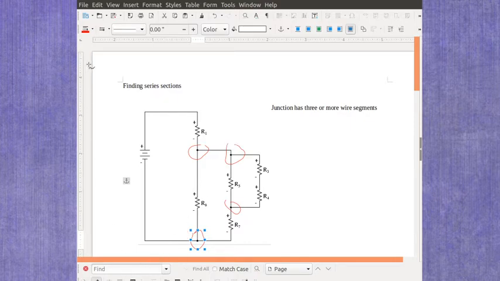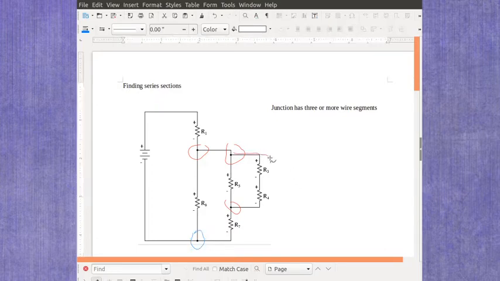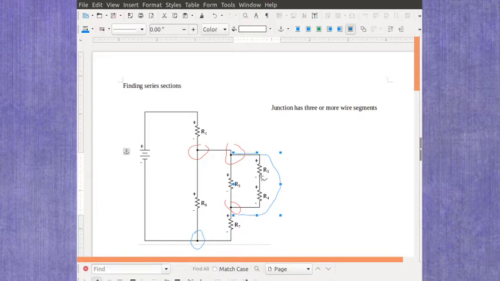So now when I start looking at my actual paths, I want to be able to figure out where I have 2 resistors along the same path without any junctions in between them. So if I go along this path, that path has 2 resistors on it, and there's no junctions between those 2 resistors.